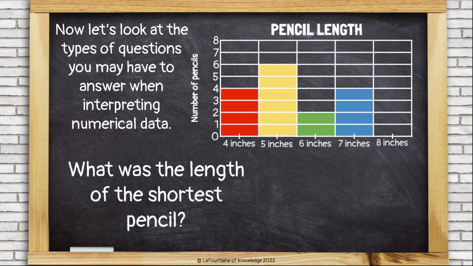What was the length of the shortest pencil? Now, you may be tempted to say 6 inches because it has a very short bar, or 8 inches because it doesn't even have a bar. But we're not looking at the bars for this one. We're actually looking at the inches, the lengths. These are across the bottom here. Which of these lengths is the shortest? 4 inches. 4 inches is shorter than 5, 6, 7, or 8 inches. It's the shortest length. So the pencil with the shortest length was 4 inches long.